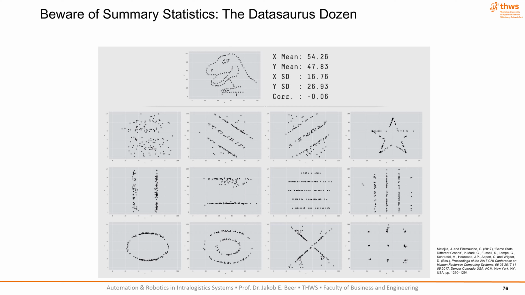The mean of X is approximately 54.26. The mean of Y is around 47.83. The standard deviations of X and Y are also nearly identical. The correlation coefficient is close to negative 0.06. In statistical terms, these datasets appear to be the same. If you only looked at the summary statistics, you'd conclude that they behave identically.